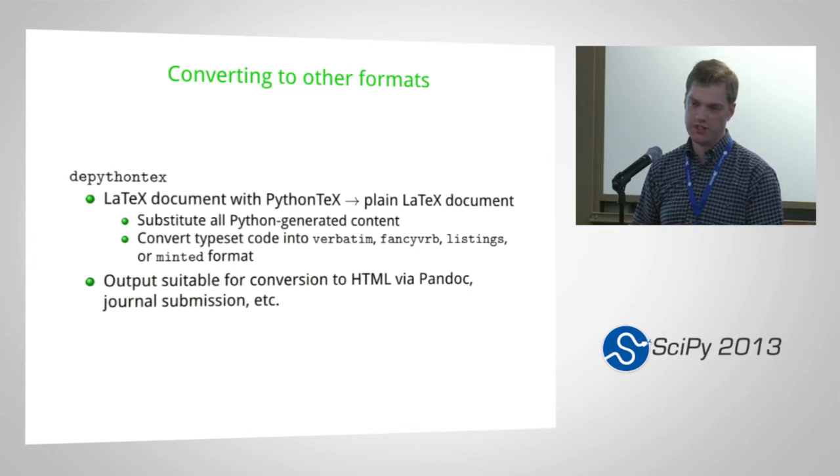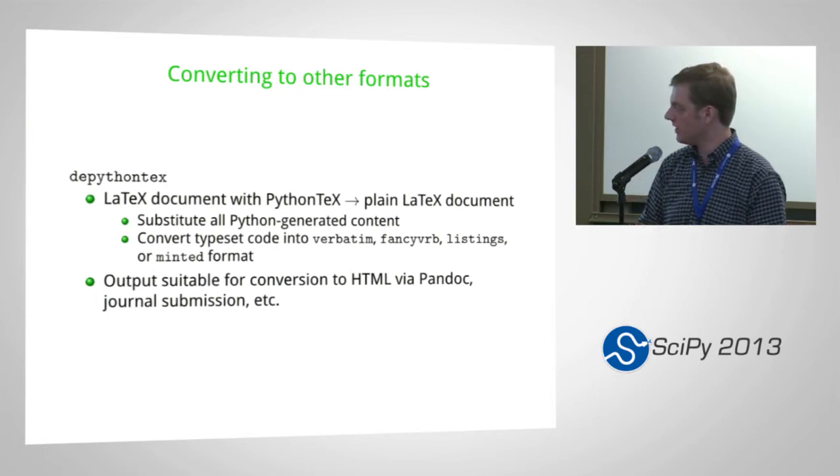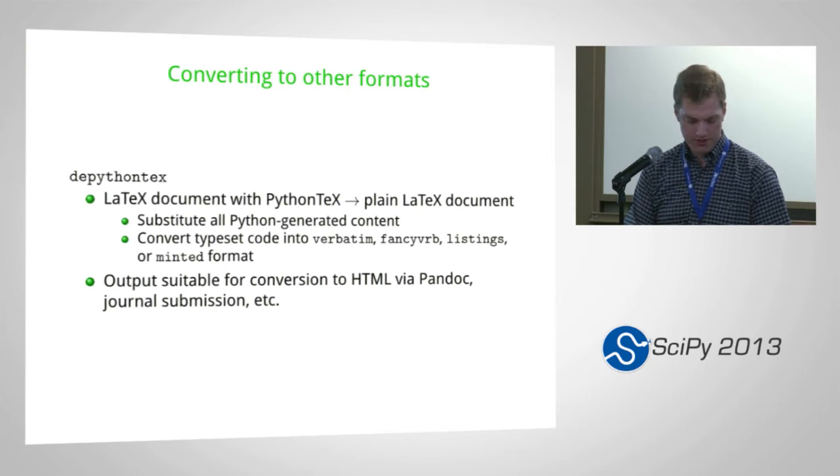So typically what you'll get out of depythontex is a copy of what you originally had; I try to have it be perfect, to the actual space, to the line breaks. Now, if you do change the way that you typeset code, things might be just a tiny bit different, but I try to have it be extremely close to the original case. In any case, the output that you get is good for conversion with Pandoc, journal submission, anything else that you would typically do with your document.